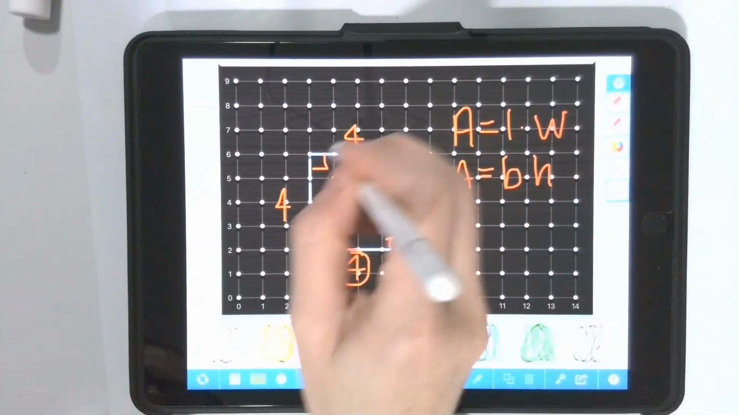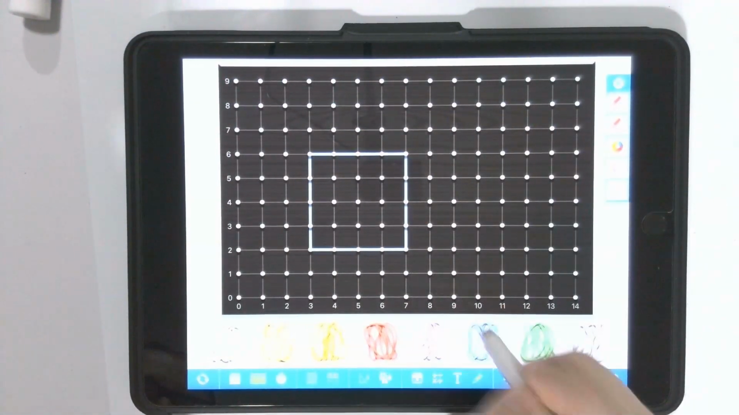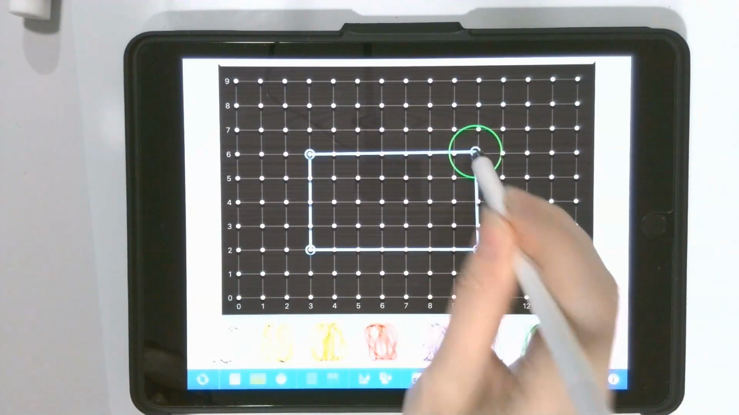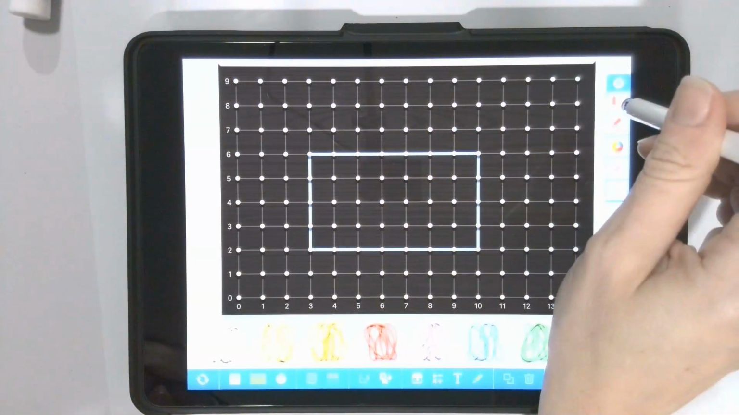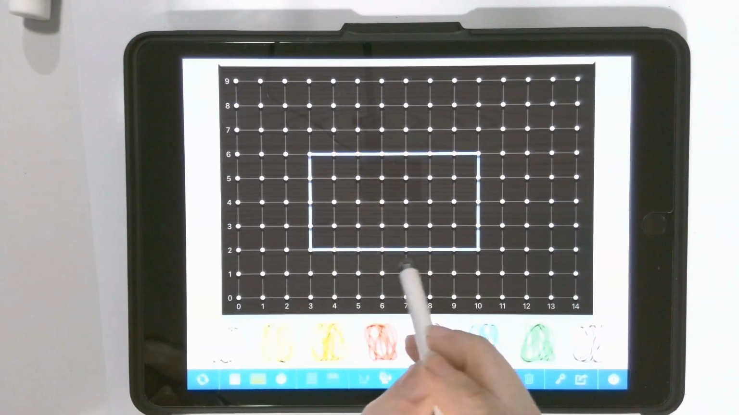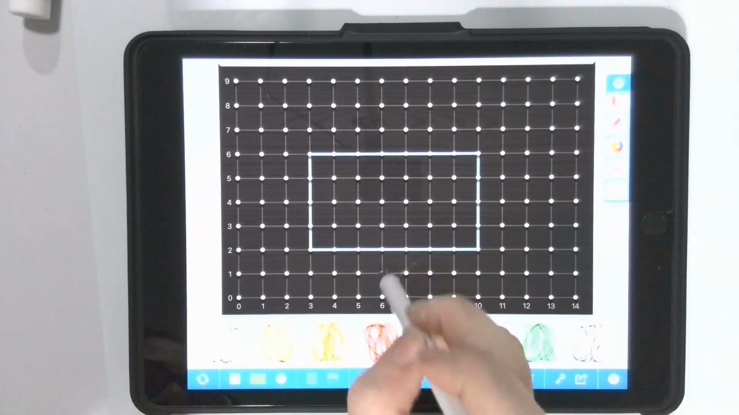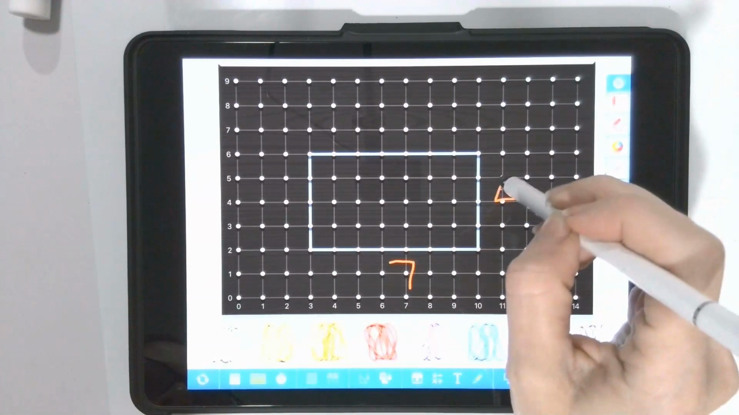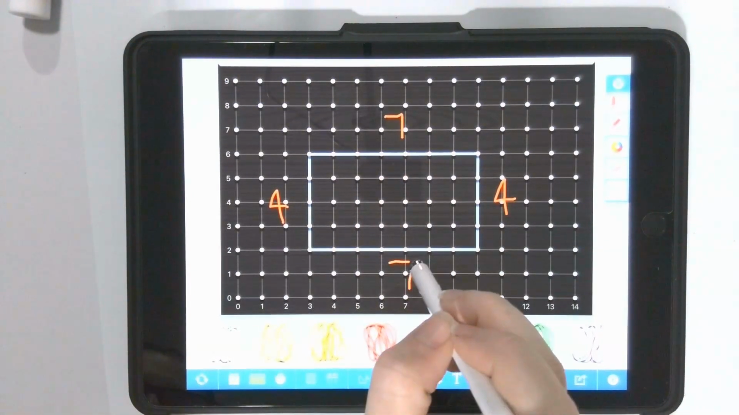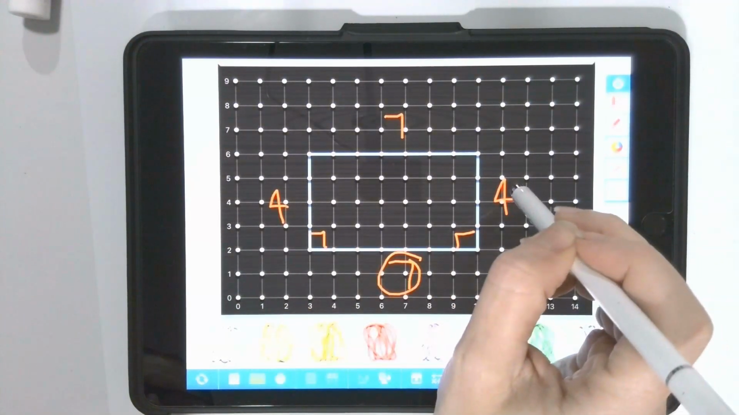Let's take a look at doing this with a rectangle. So with a rectangle, let's do a side measure of 7 for my side, and 4 on this other side. Well, if I choose for this to be my base, then I need a side that's perpendicular, which just means at a right angle, to be my height.